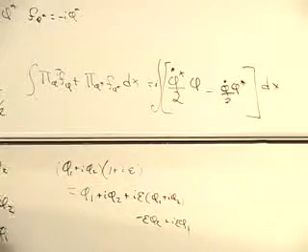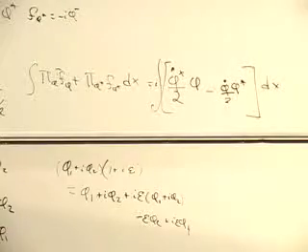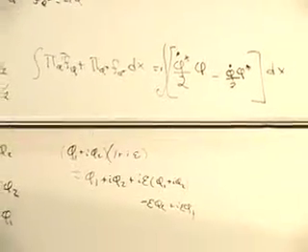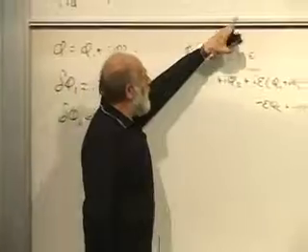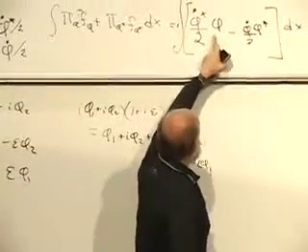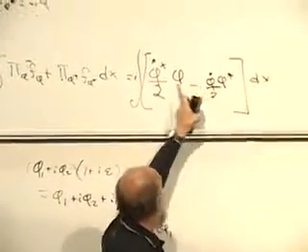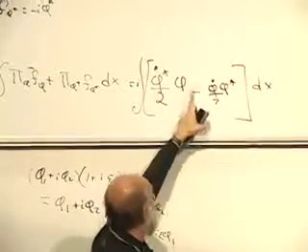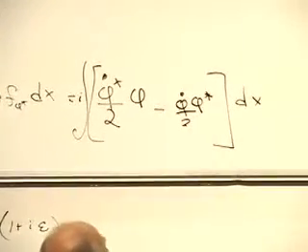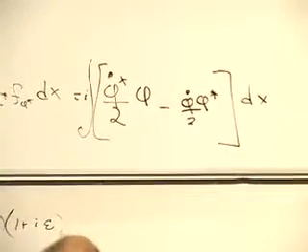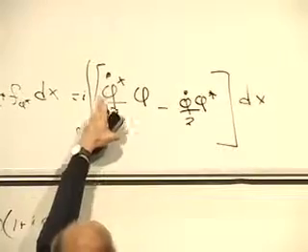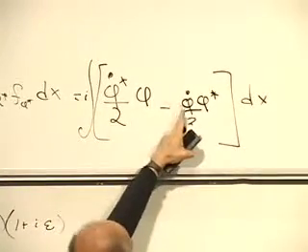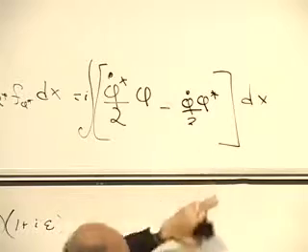I'll leave you to do that. Substitute in the real and imaginary parts and just work out what the right answer is. But this formula is quite neat. Phi star dot phi minus phi dot phi star. Okay.